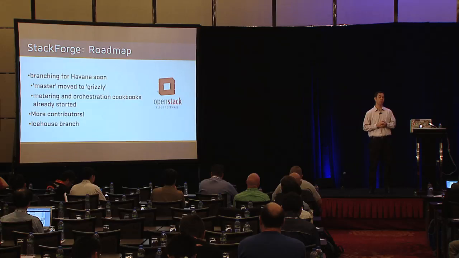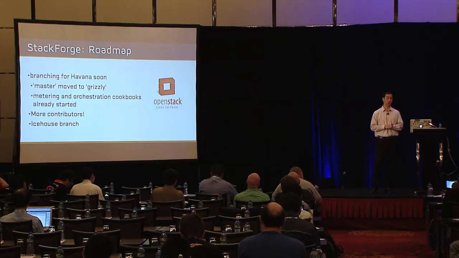More interesting is we will be branching for Ice House. IBM would like to branch in December. So we will start tracking trunk in parallel.